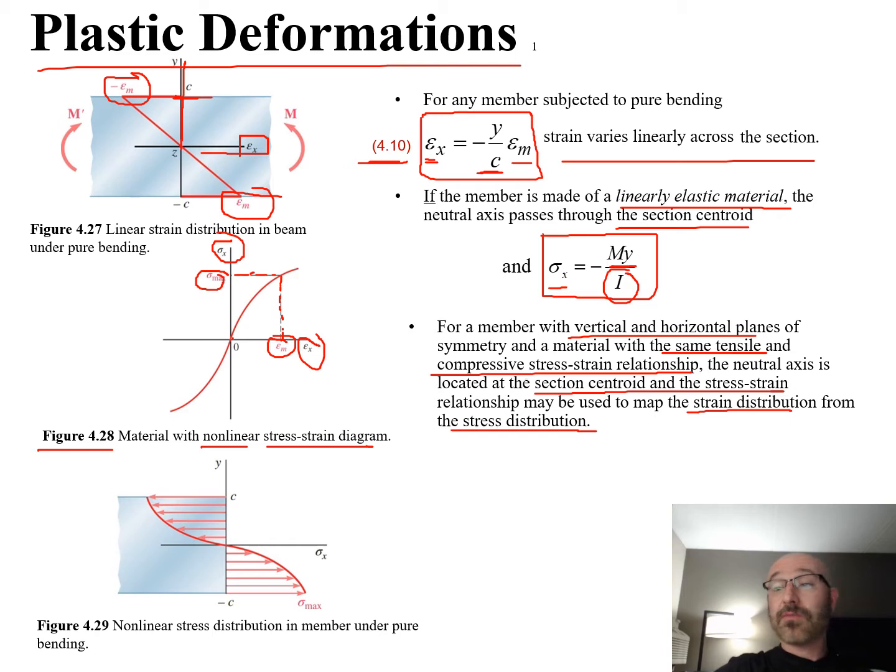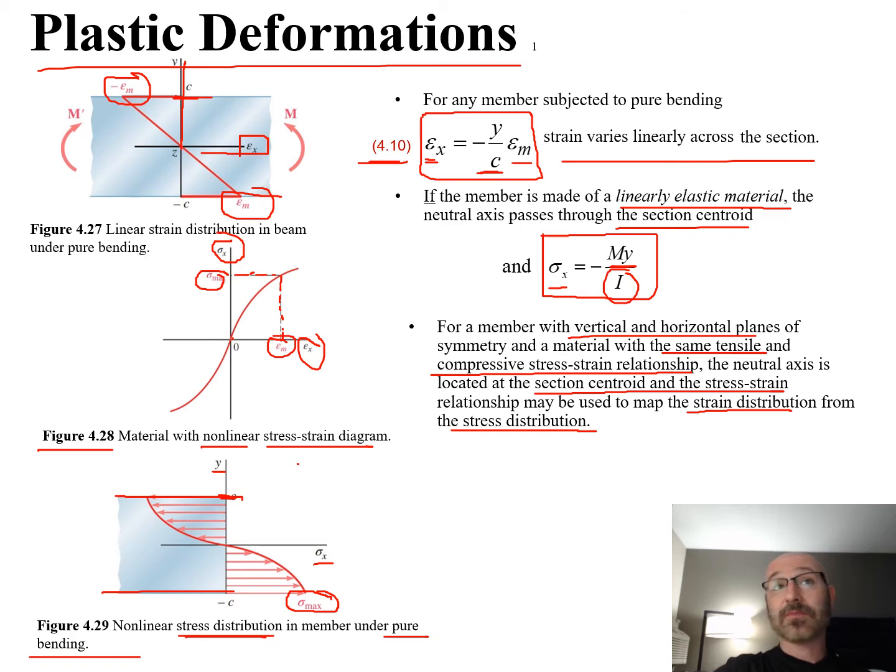Then we can come down to figure 4.29. In 4.29, we can see there's our sigma x over here and our y value up there. There's our c. So this is the nonlinear stress distribution in a member under pure bending. A couple key factors here: this is our stress distribution, and we're looking for this under pure bending. As we get out towards our max at the distance c away, at the outer surface of the member, the negative c down there, we can see down here we have our sigma max for our max stress located at that location.